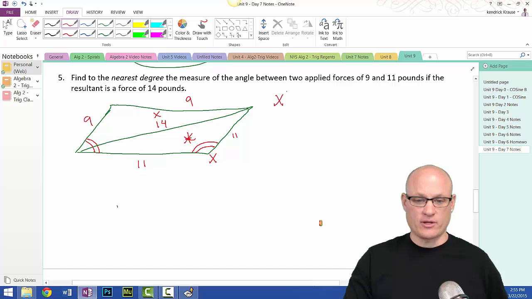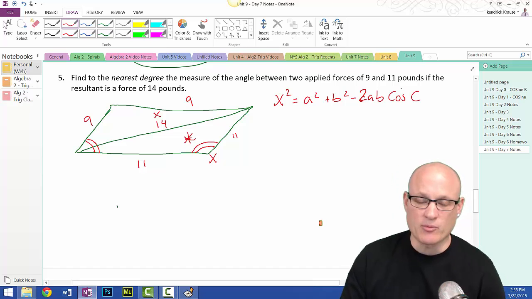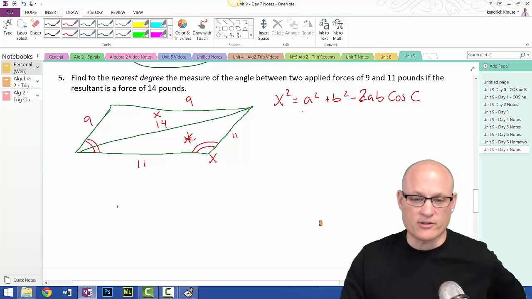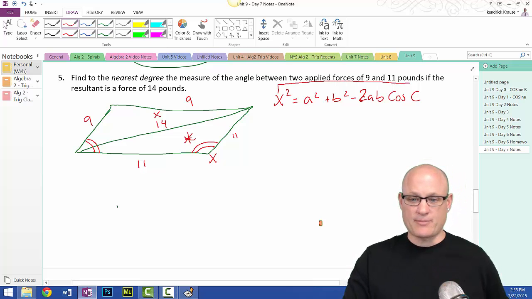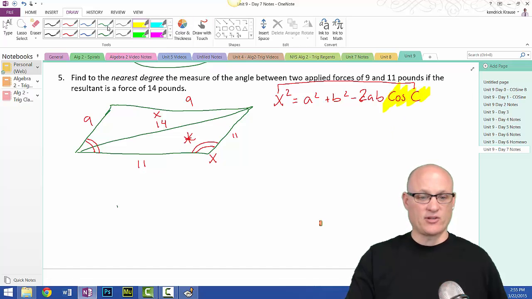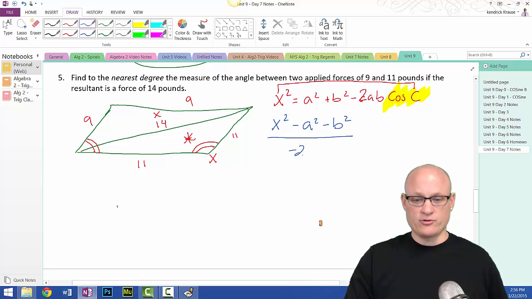So I'll do x squared equals a squared plus b squared minus 2ab cosine c. I'm not huge on labeling all these things. I think you can figure out that the two things that you're working with have to go on the opposite ends. That's not too bad. But since I really want to get this by itself, I'm going to isolate that by moving everything over to the other side. So I'll get x squared minus a squared minus b squared all over negative 2ab.